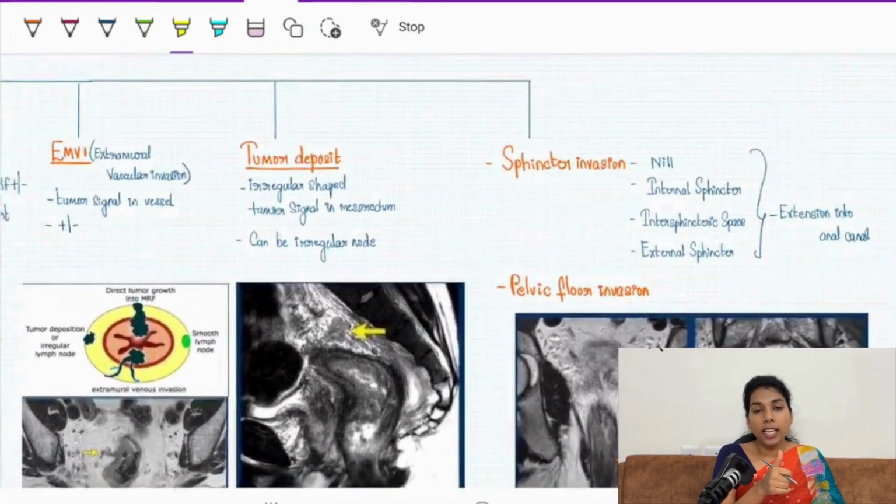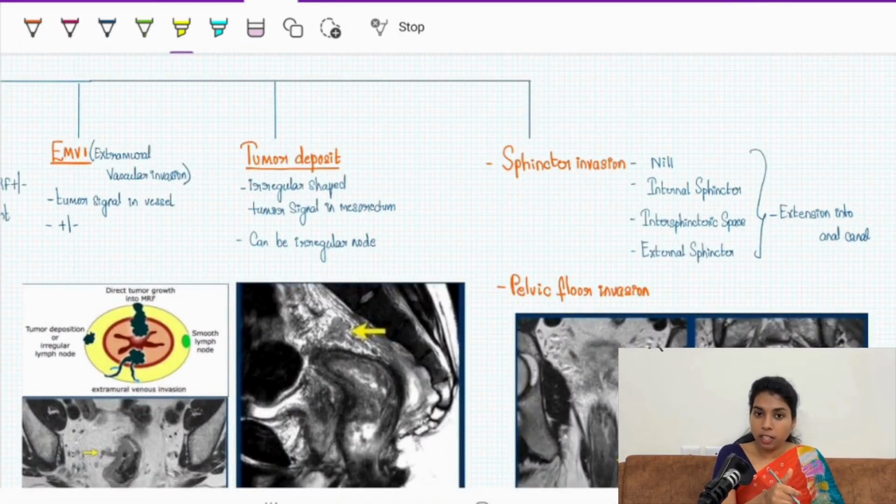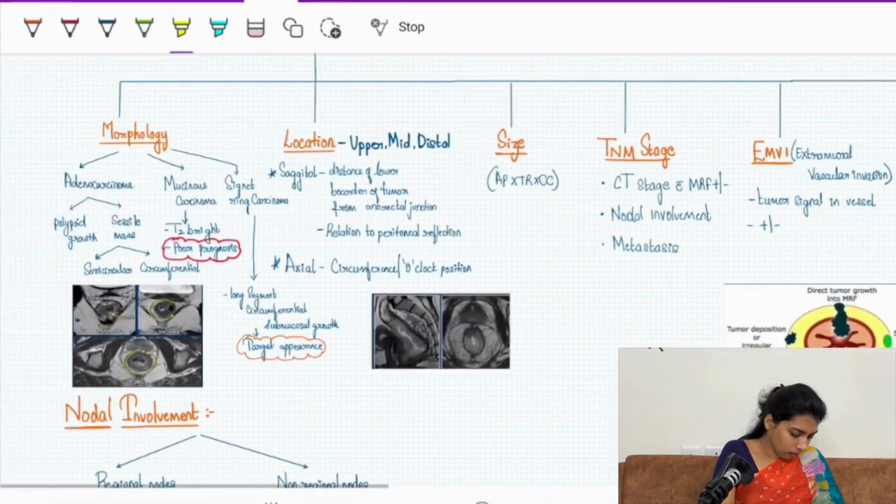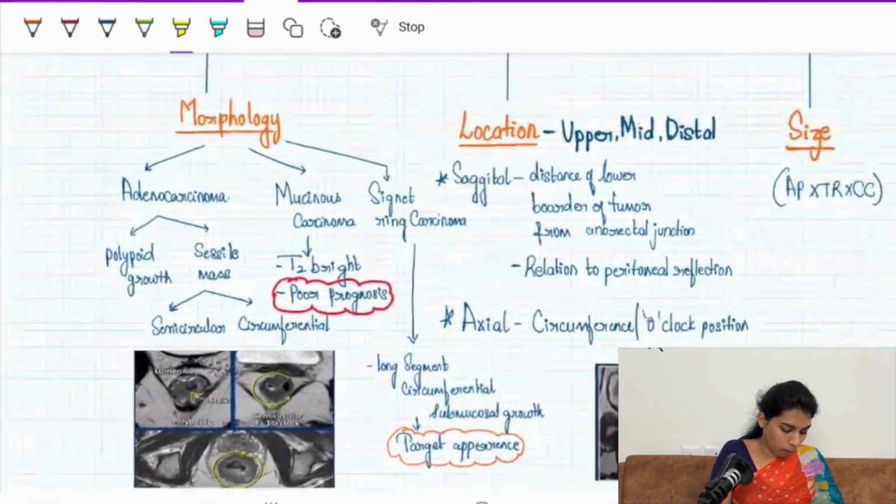That is EMVI. What is EMVI? Extramural vascular invasion, tumor deposit, and sphincter invasion, and the pelvic floor invasion. These are few points which you have to mention extra and they're specific for a carcinoma rectum. Now we'll discuss each of these headings separately. Starting with the morphology.